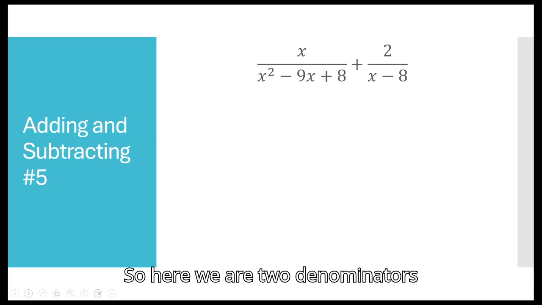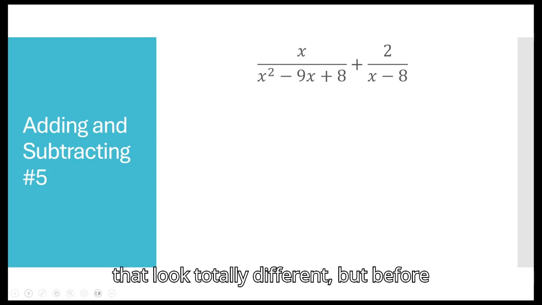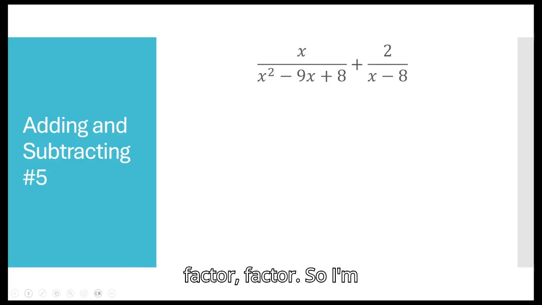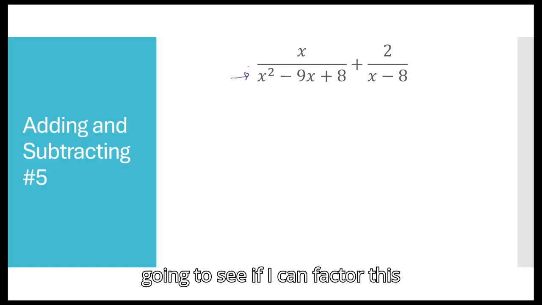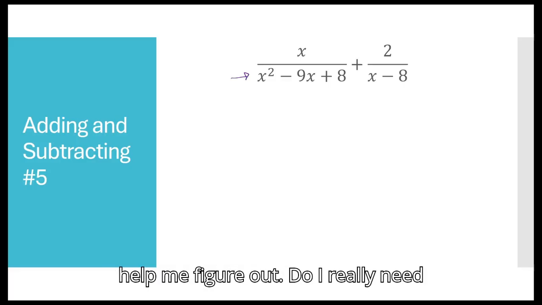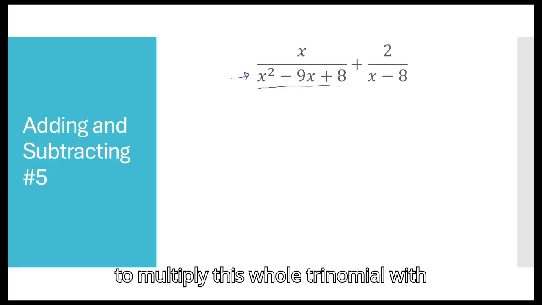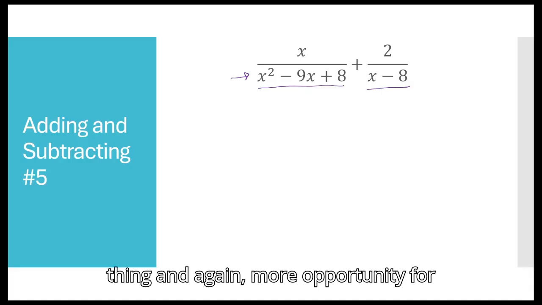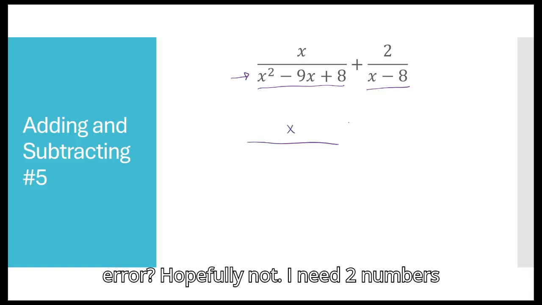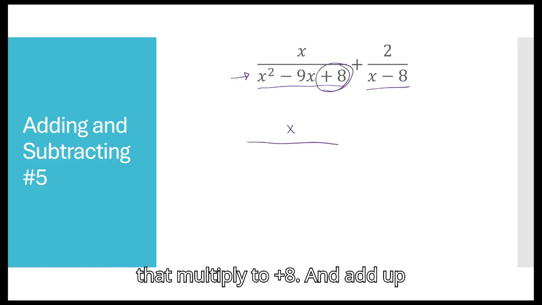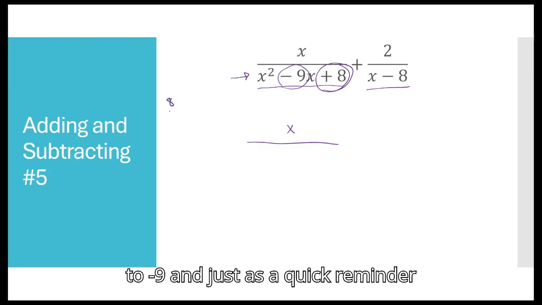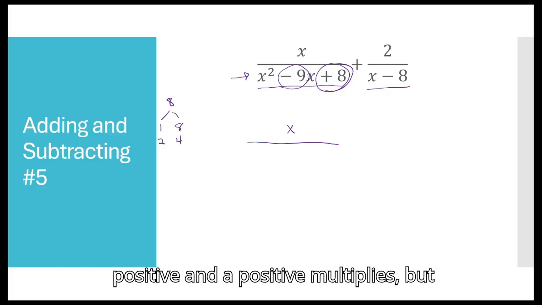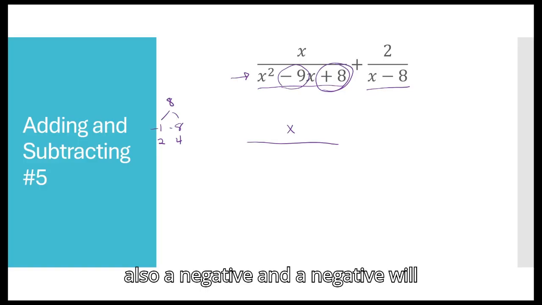So here we are, 2 denominators that look totally different. But before you start messing with them, factor, factor, factor. So I'm going to see if I can factor this quadratic right here, because that might help me figure out, do I really need to multiply this whole trinomial with this whole binomial and get a big, big thing? And again, more opportunity for error. Hopefully not. I need 2 numbers that multiply to positive 8, but add up to negative 9. And just as a quick reminder when you're doing this, a positive and a positive multiplies, but also a negative and a negative will multiply to a positive.